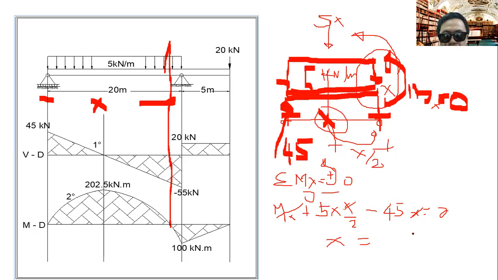90 divided by 5 is 18. So the point of inflection is 18 meters. From here, going here, is 18 meters. That's the point of inflection. May isang calculation na mas madali. Kuhan nyo lang. Yun ang pinakamadali na pala.